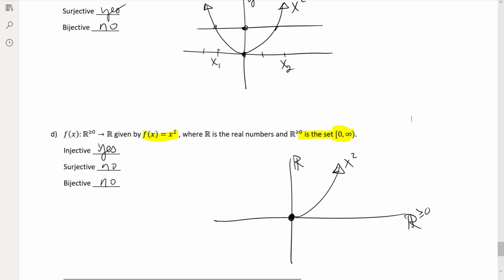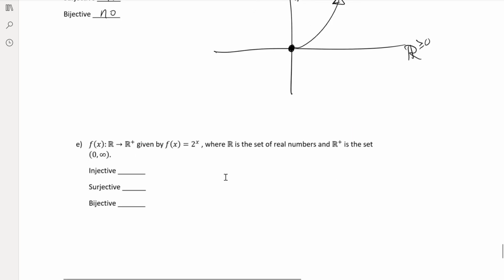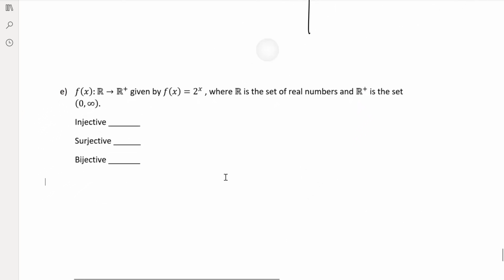I think I've got one more of these. We're almost done. How about we take a look at a slightly different formula here. This is the exponential function 2 to the power x, and it's defined on all real numbers into R plus, and R plus is this set from 0 to infinity, not including 0.